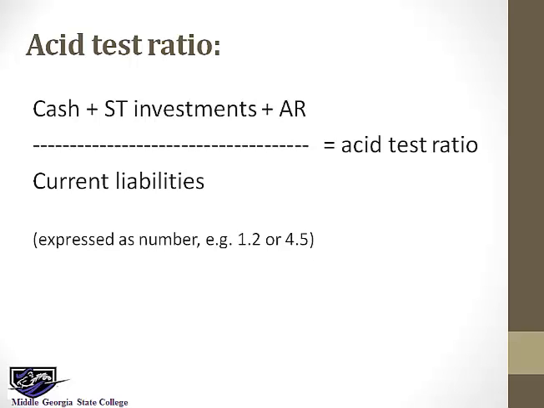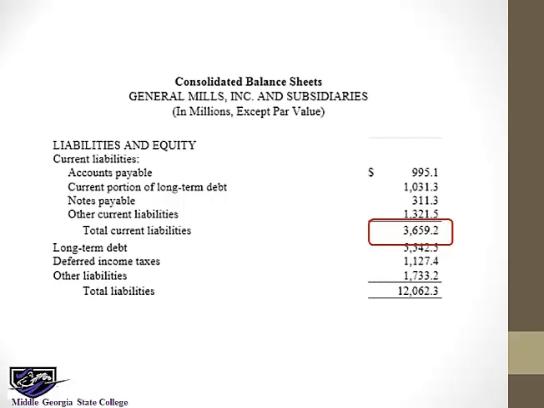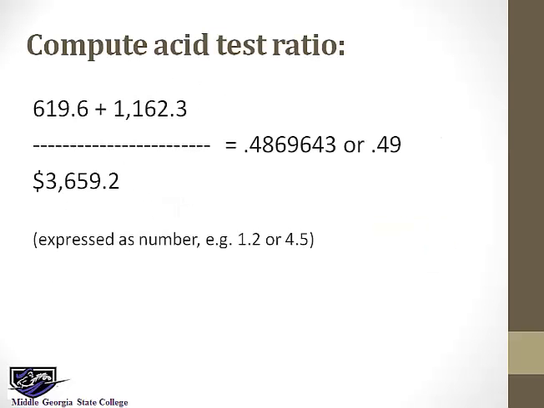What's basically left off, usually the largest thing that's left off in the numerator, is inventory. So inventory, prepaids, other current assets other than these three are ignored for the acid test ratio. So just these three. So let's calculate it for General Mills. General Mills didn't have any short-term investments on their balance sheet, so we just had to add cash and receivables. In the denominator, we've got current liabilities. So we can take cash plus receivables over liabilities and we get 0.49.